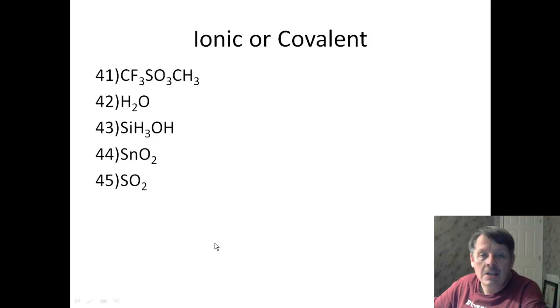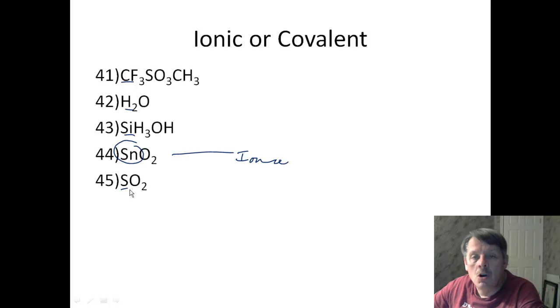Right, in our last few, well, let's see, what on here is a metal? Tin is a metal. And all the rest are covalent, so this is the only one that's ionic. Because carbon and hydrogen and silicon and sulfur are all nonmetals.